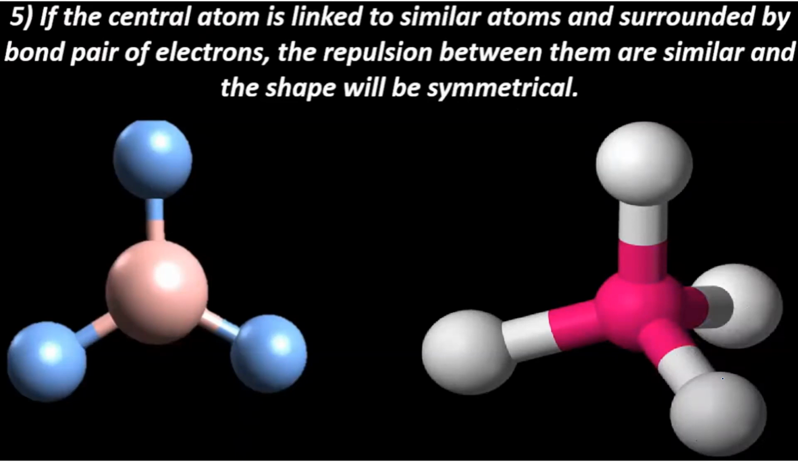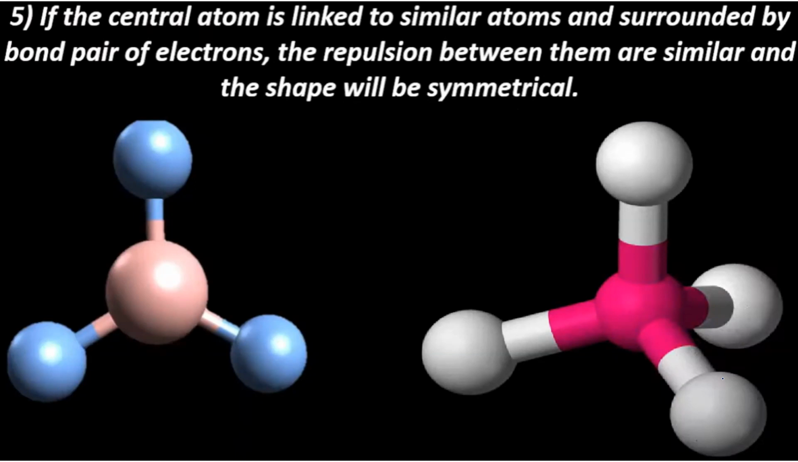Simple, right? See here, similar atoms, similar bonds. BF3 means boron, fluorine, boron, fluorine, boron, fluorine. Same bonds, same bond length, same bond angle, symmetric structure. CH4, all four C-H bonds are similar. Why? Because it's between the same set of atoms. Structure will be symmetric. Is that clear? Repulsion will be similar. You can keep all that aside. Okay. Fine, guys.